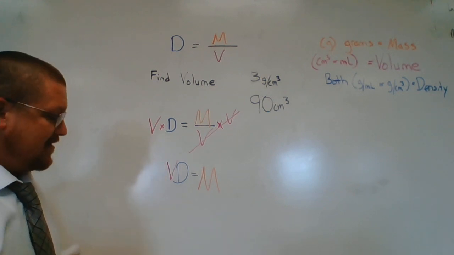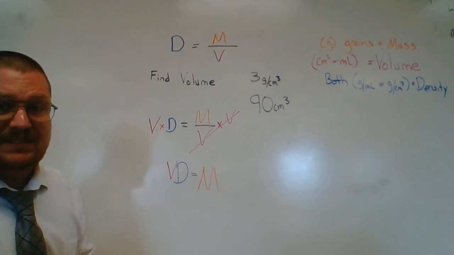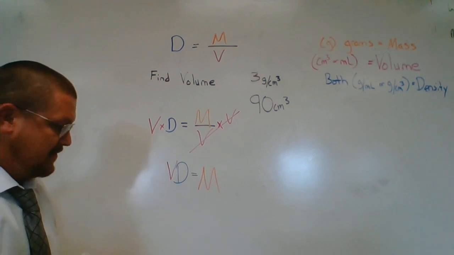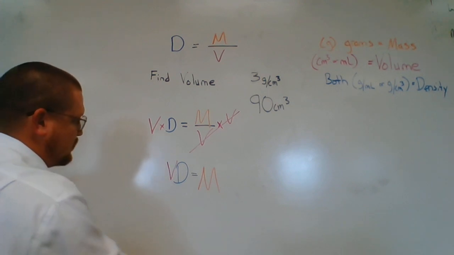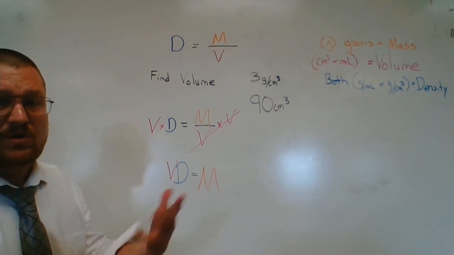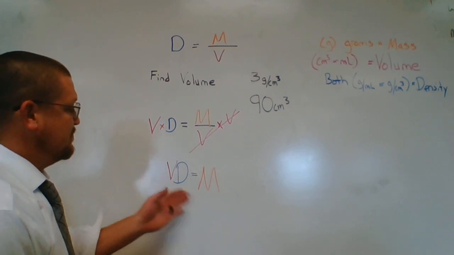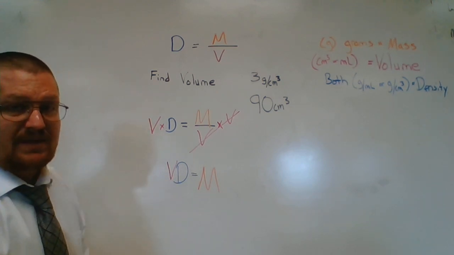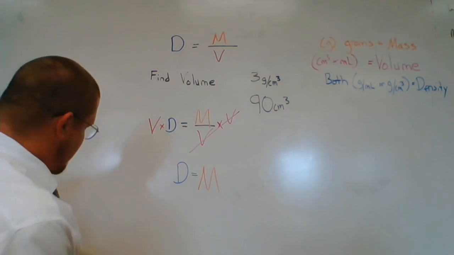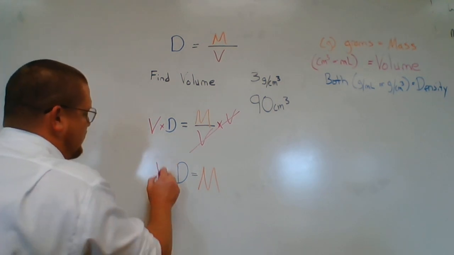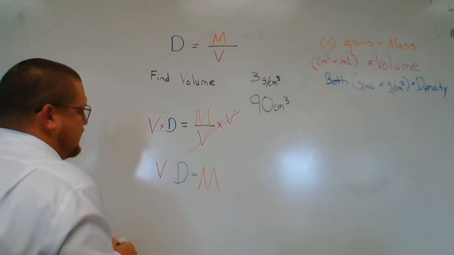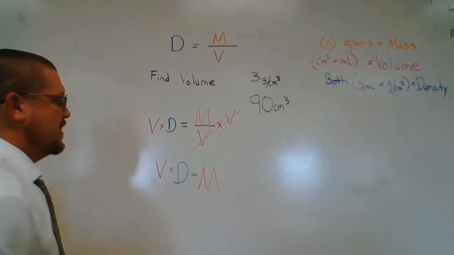But this did not get volume on the side by itself. It does not get our V by itself. So we've got to keep rolling. What we're going to do here is the same thing. We can only do the opposite of what is there. So we need to move the D. We have multiplication here between V and D. I've got it written next to each other. This is V times D.